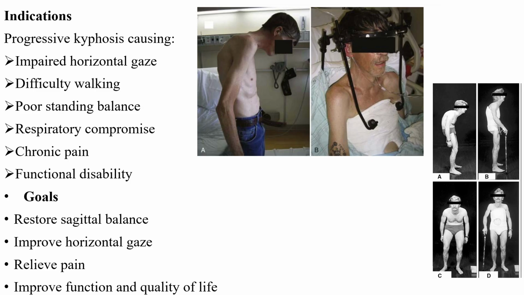The main surgical goals are to restore sagittal balance and improve the patient's ability to look forward and maintain an upright posture. Surgery also aims to relieve pain and improve mobility, function, and overall quality of life, while achieving correction as safely as possible.